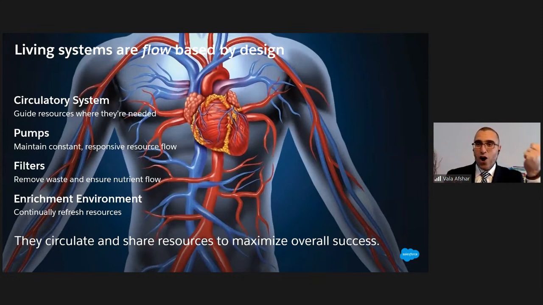When I think of the heart and the lung as pumps, that's what departments are in businesses: sales, services, marketing, IT, commerce. We capture resources, we analyze resources, and we disseminate what we think is goodness for our business. We have filters to make sure good nutrients get through our system. AI is the power of filtering and making sure proper insights are being delivered to our businesses.